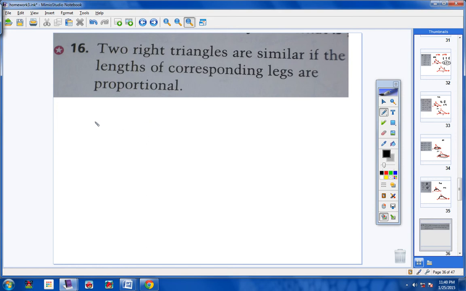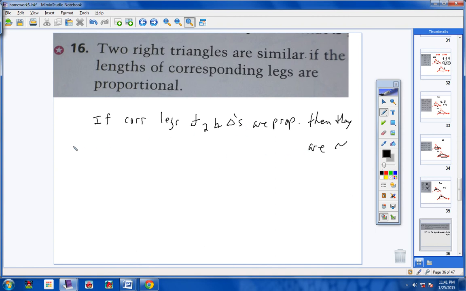Okay, here we go. I'm going to reword this. If corresponding legs of right triangles are proportional, okay? So if corresponding legs of a right triangle are proportional, then they are similar, okay? So if the corresponding legs of two right triangles are proportional, then they are similar.